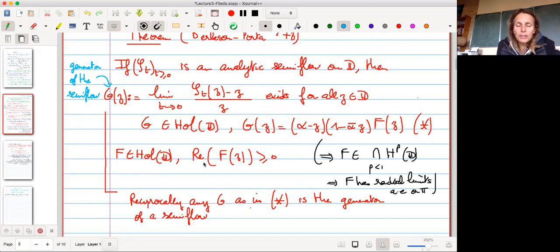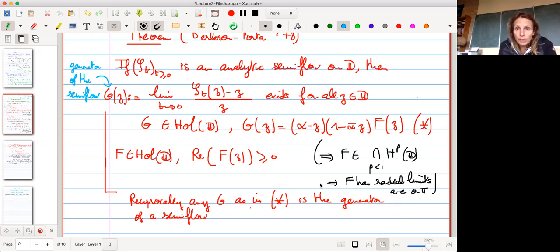So in particular, when you have a function with such a condition, it happens that it is automatically in the intersection of all the Hardy spaces for p less than 1. And in particular, it implies that such f has radial limits almost everywhere. So G has the same property. It has radial limits almost everywhere.